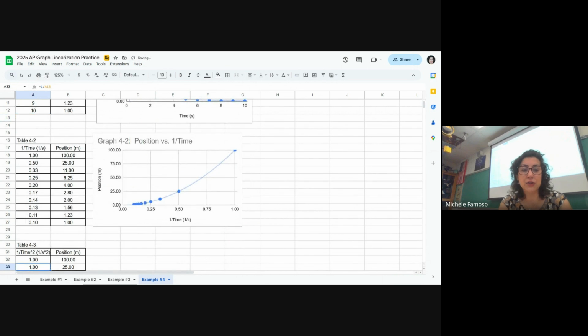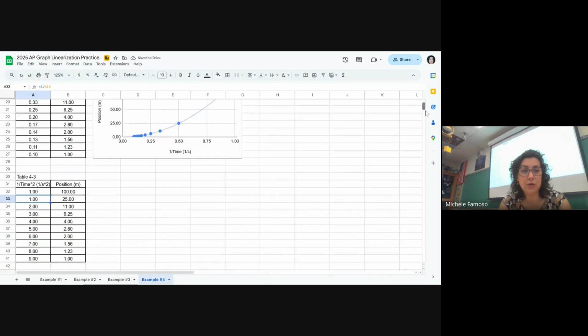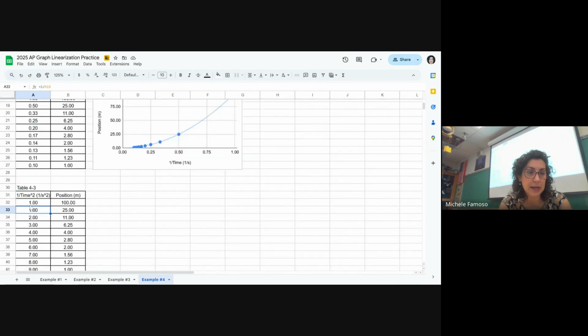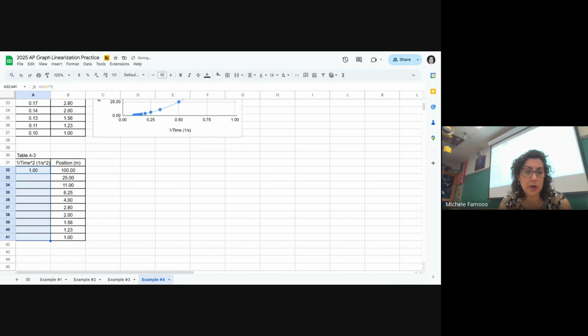I hit enter, so now I have my value in the cell. My cell is A32, but now I want to autofill that all the way down the table in the 1 over time squared column, and there are my new values. Because they are looking very similar to one another, I'm going to increase the precision of this data by increasing the number of decimal places by 1, and now I can see a distinct difference between the first value and the last value. Are you all with me? Anyone need me to wait?